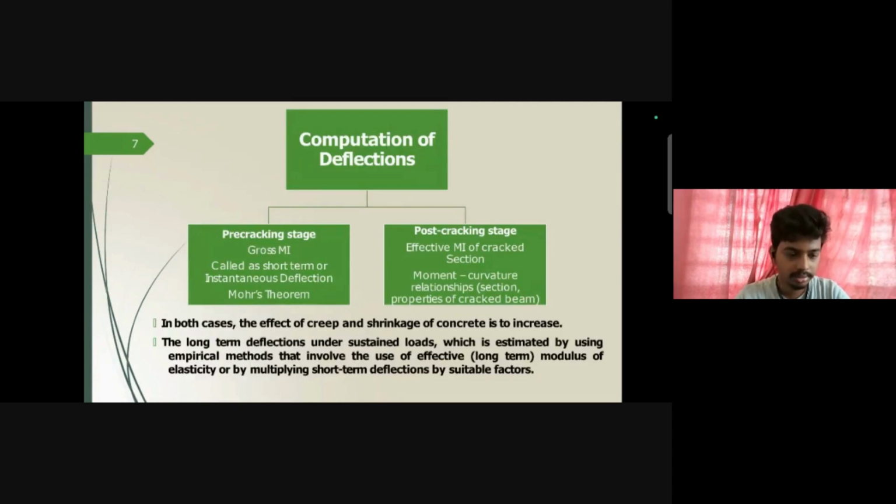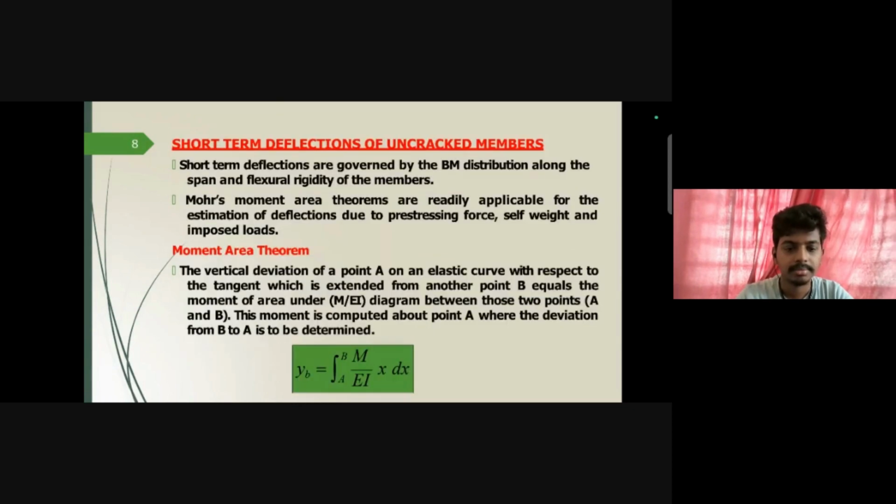Now we will see the computation of deflections. Computation of deflection comes in two stages: one is pre-cracking and one is post-cracking. The pre-cracking is done using the gross MI, that is gross moment of inertia, and then post-cracking is done by using the effective moment of inertia. In both cases, the effect of creep and shrinkage of concrete is to be included. We'll see more about that in the coming slides.